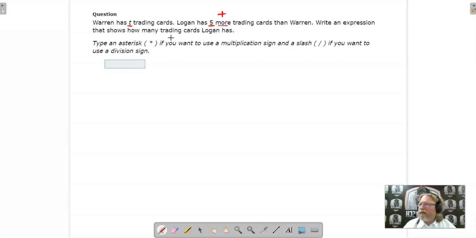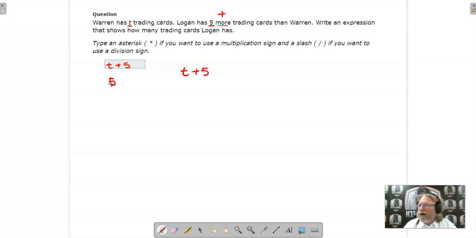Write an expression that shows how many trading cards Logan has. So Logan has 5 more. 5 more than what? 5 more than Warren. Warren is represented with a T, so we have T plus 5. Now, you're going to have to type this in here, T, and use the plus sign on the keyboard on your computer, and then type in 5 and then hit enter on that.